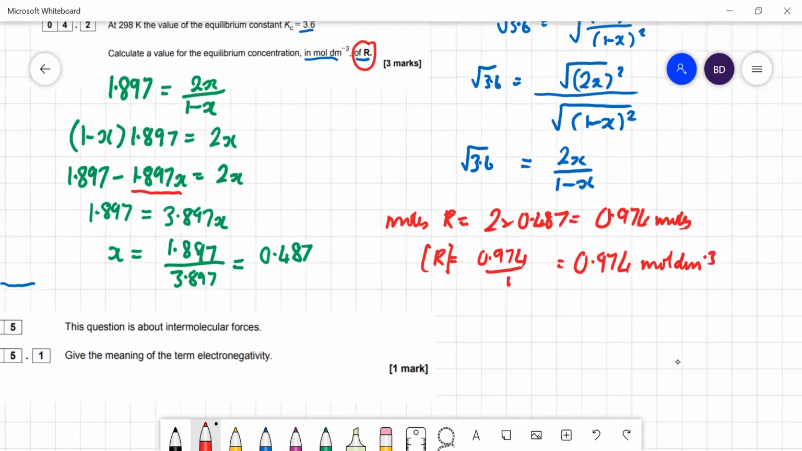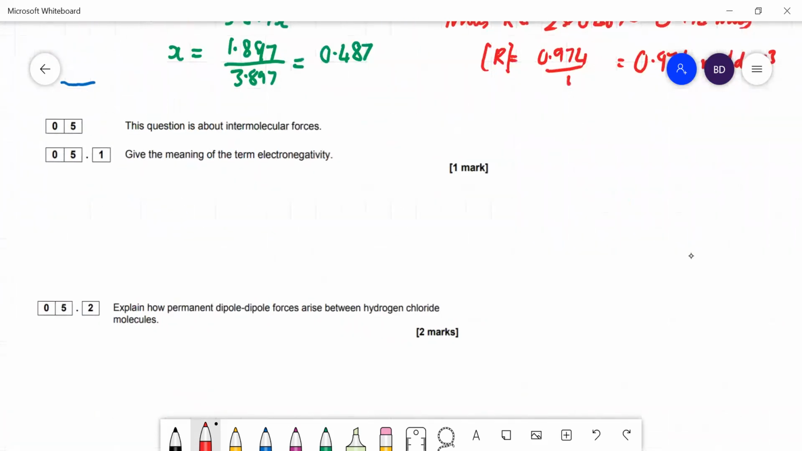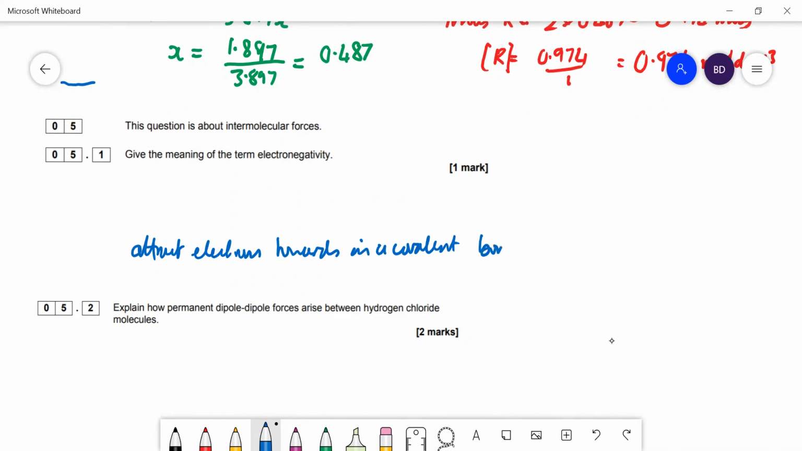Right, intermolecular forces now then. Give the meaning of electronegativity. Right, electronegativity is the ability of an atom to attract electrons towards itself, and the crucial bit, in a covalent bond. You've got to have that bit. So you can't really talk about electronegativity unless you're talking about covalent compounds.